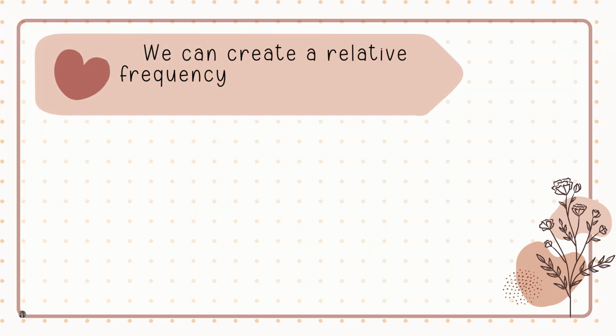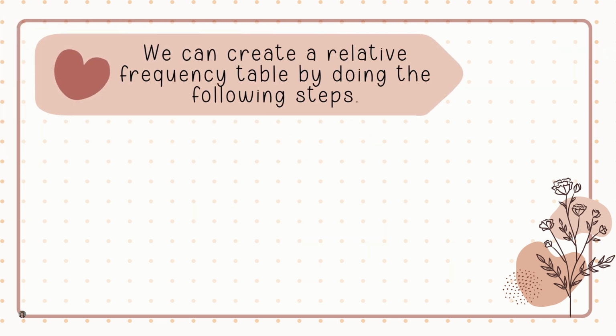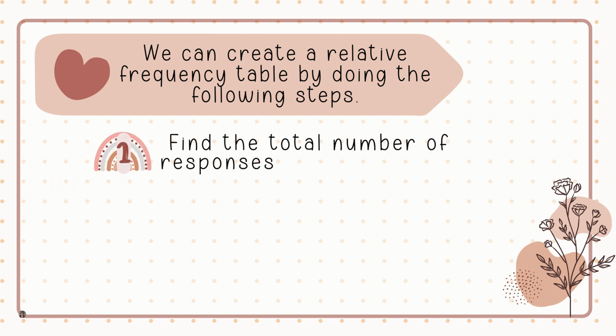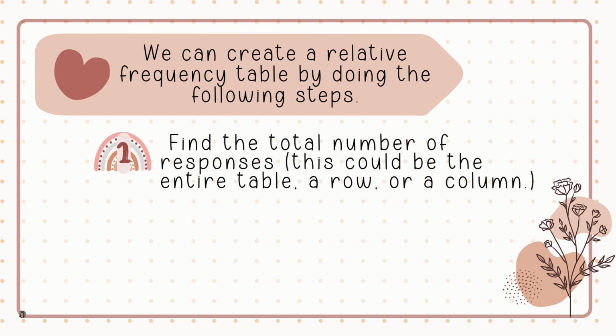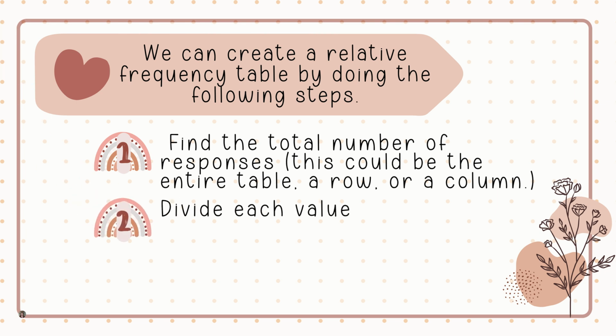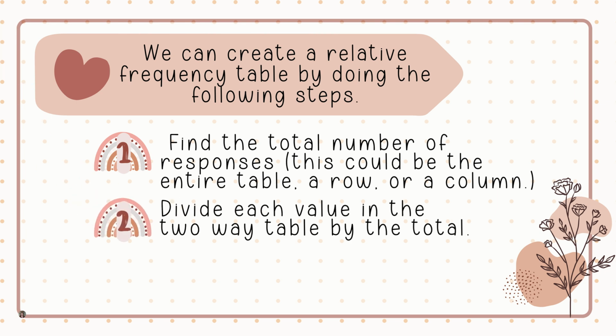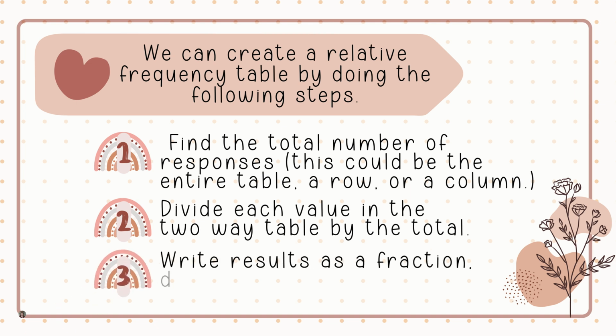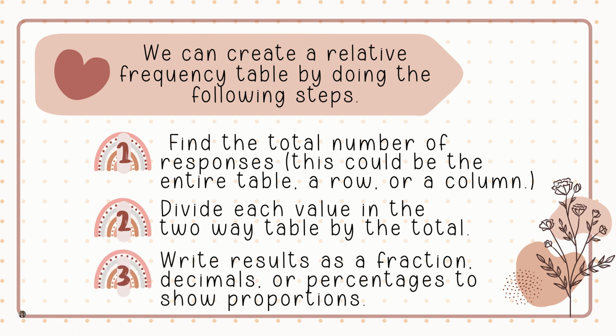We can create a relative frequency table by doing the following steps. First, we'll find the total number of responses. This could be the entire table, a row, or a column. Then we'll divide each value in the two-way table by the total. And finally, we'll write results as a fraction, decimal, or percentage to show proportions.